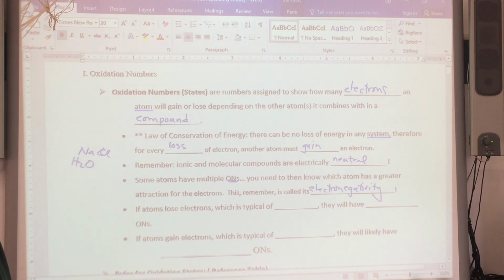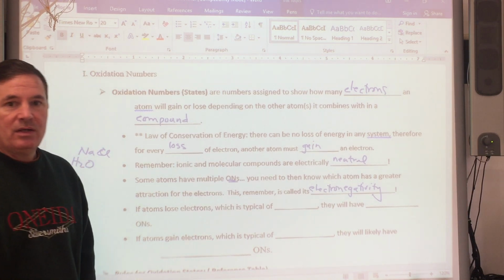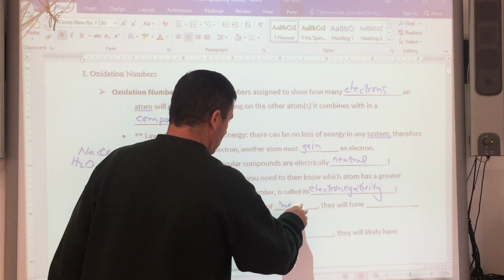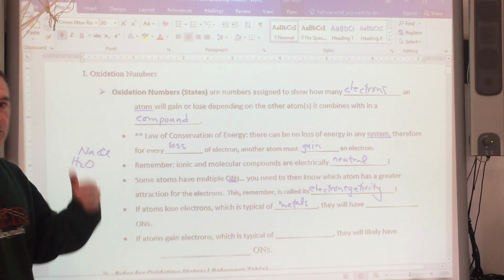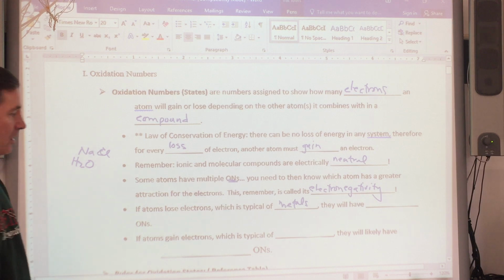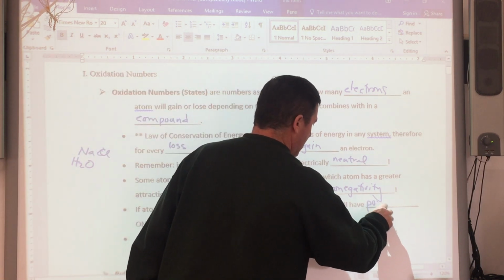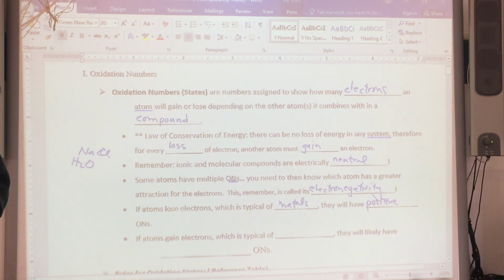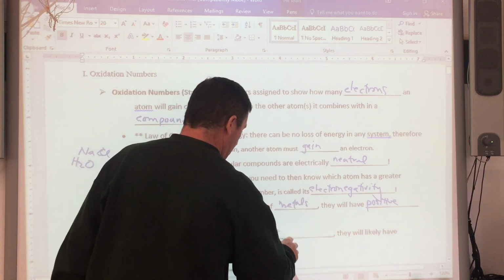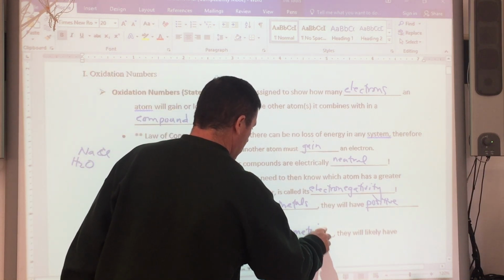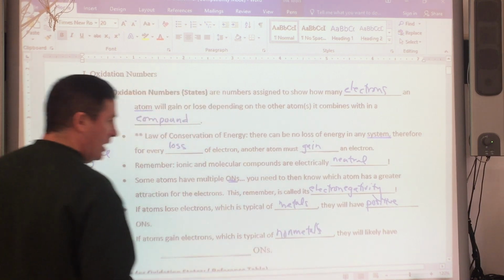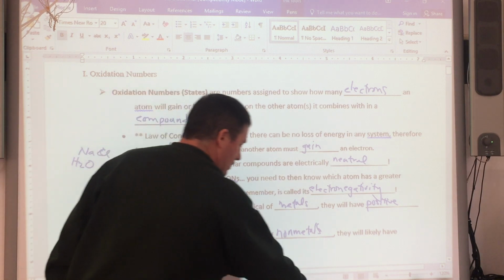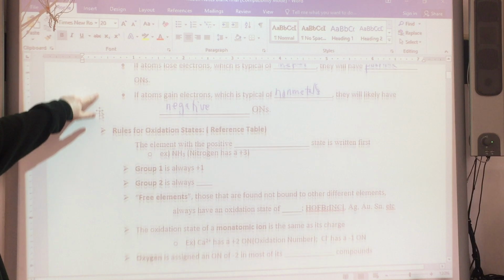If atoms lose electrons, and hopefully remember that in general, metals are going to lose electrons. And if you lose a negative, you become more positive. So they will have positive oxidation numbers. If atoms gain electrons, which is typical of nonmetals, they will likely have negative oxidation numbers. That should make sense because electrons are negatively charged.